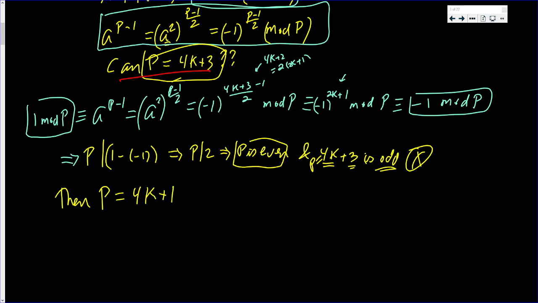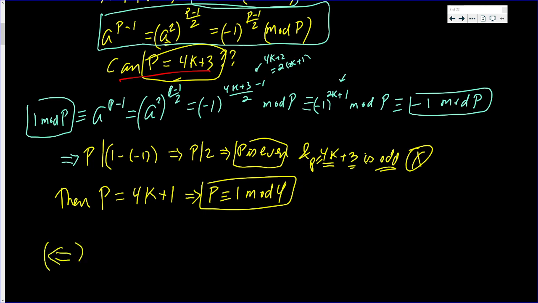But this is what we wanted to show. This says that p is congruent to 1 mod 4. But that's exactly what we wanted to show. Now we need to go in the other direction.